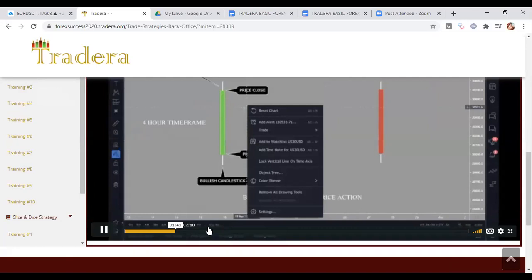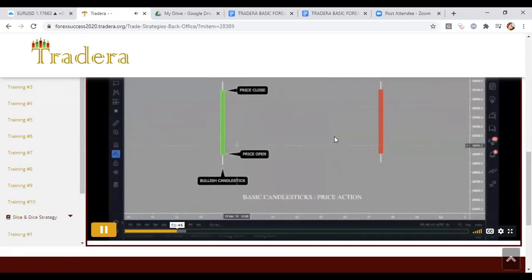In basic understanding, to understand this candlestick, right here, this green candlestick, does everyone understand that this is a bullish candle? Okay, so where does price open on a bullish candle? Bottom. It opens at the bottom because price is going to be rising and it's going to go up. So it's going to open at the bottom and it's going to close at the top.